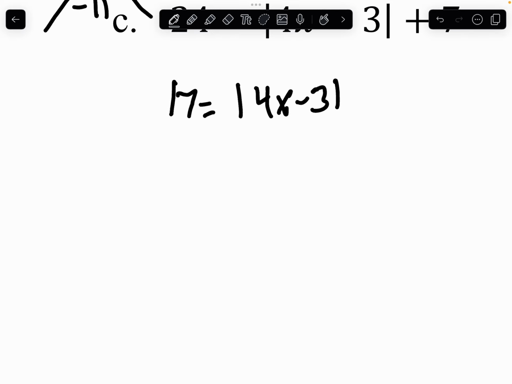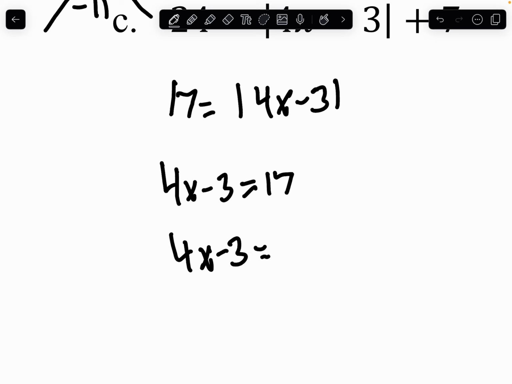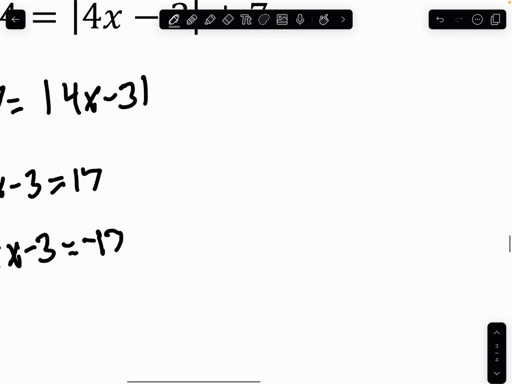So now, if you have the straight parentheses, you have to set it up two ways. So you got 4x minus 3 equals 17, and we got 4x minus 3 equals negative 17. And I'll show you why on a little graph real quick.